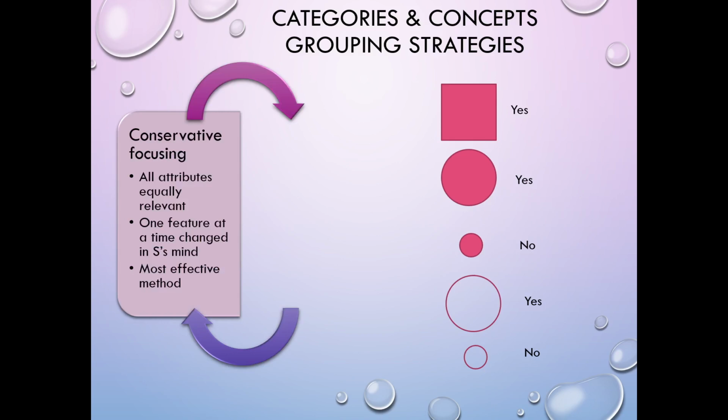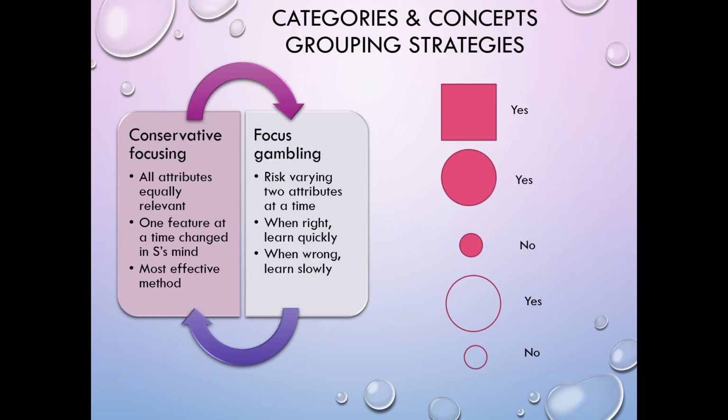When we're doing these kinds of tasks, what we see is that people display conservative focusing, where at the beginning, all attributes are equally relevant because you don't know where you're going with this. So you're like, okay, there's shape, there's size, there's color. But as you go through the list and you're being told that this is an example and that's not, one feature at a time gets changed in the subject's mind. This is a really effective way of solving the problem, right? So hopefully you guys figured out that size was the correct one. We were categorizing them by size, right? Not by color and not by shape.